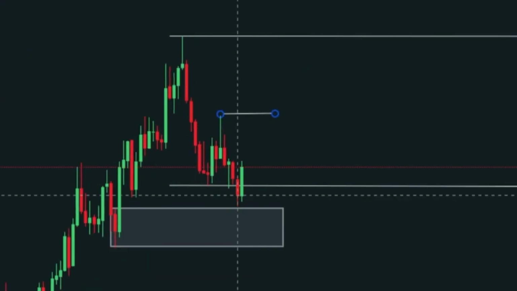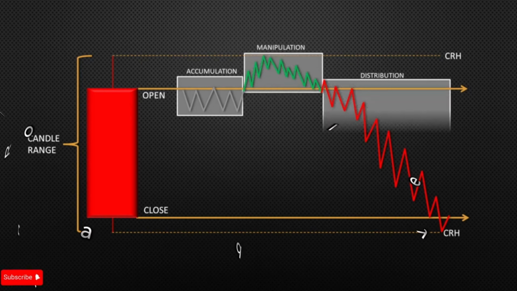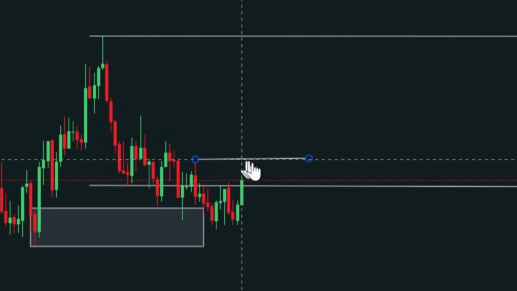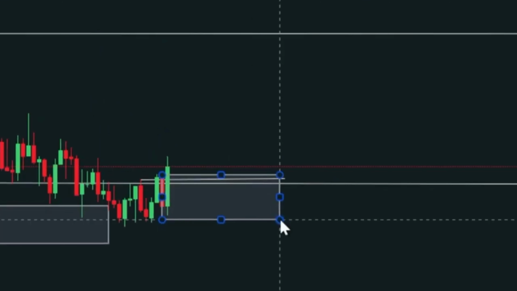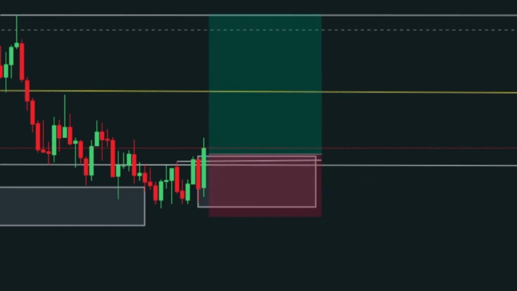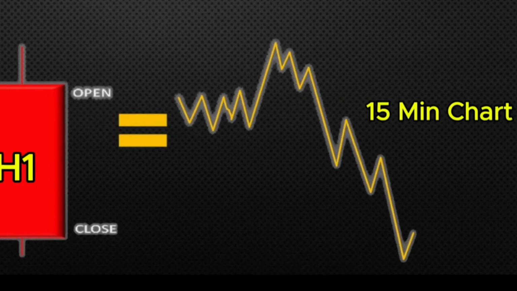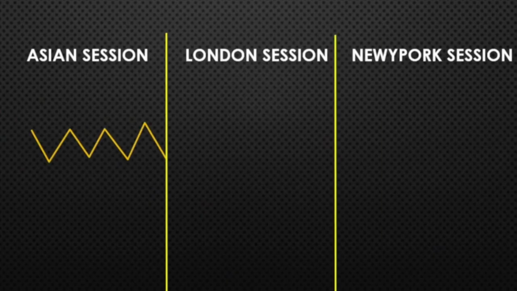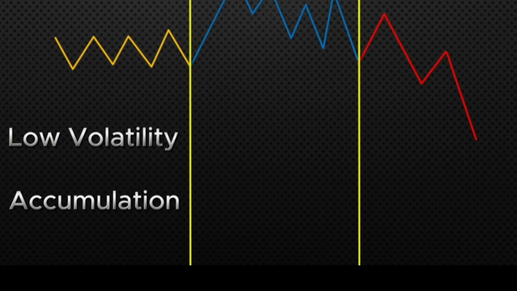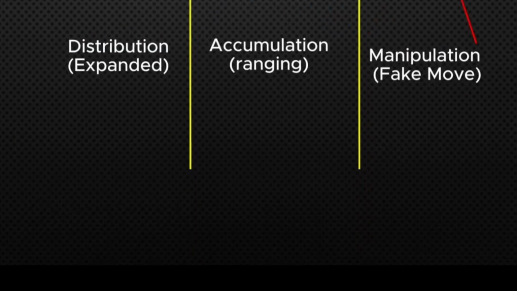Today, we're diving into a hidden gem from the trading world, candle range theory, CRT. This concept has been kept relatively secret by the ICT trading community, but once you master it, you'll see your ability to predict price movements skyrocket. Candle range theory is not just another trading strategy. It's a powerful model that can give you a unique edge in the market by helping you anticipate price movements before they happen. Sounds exciting, right?